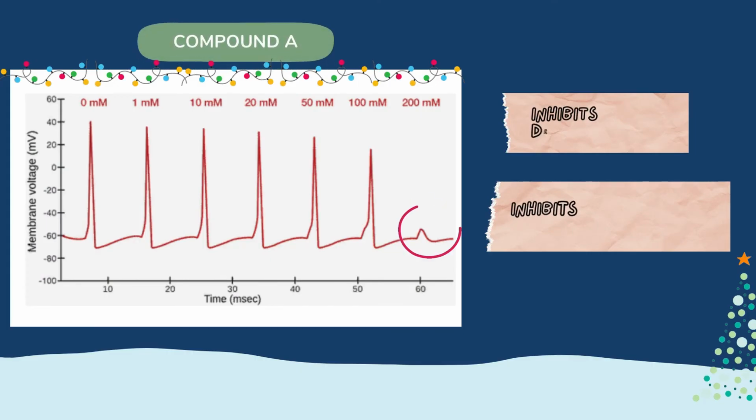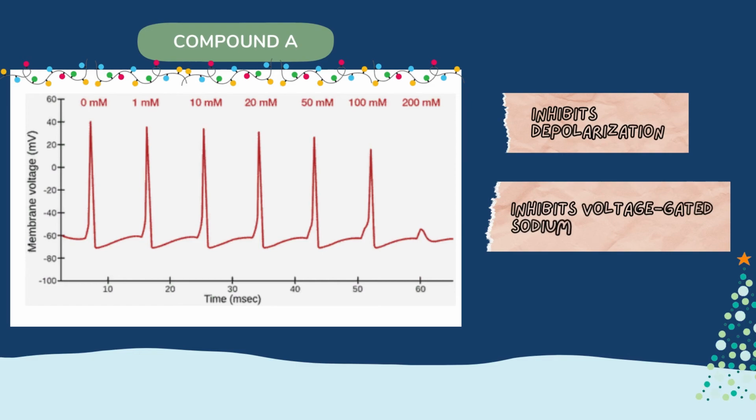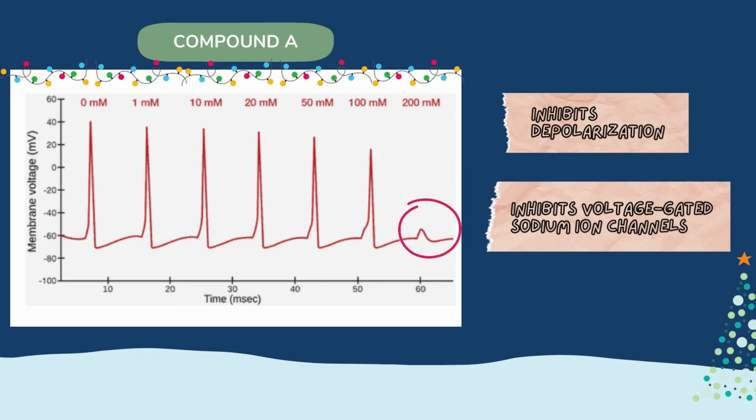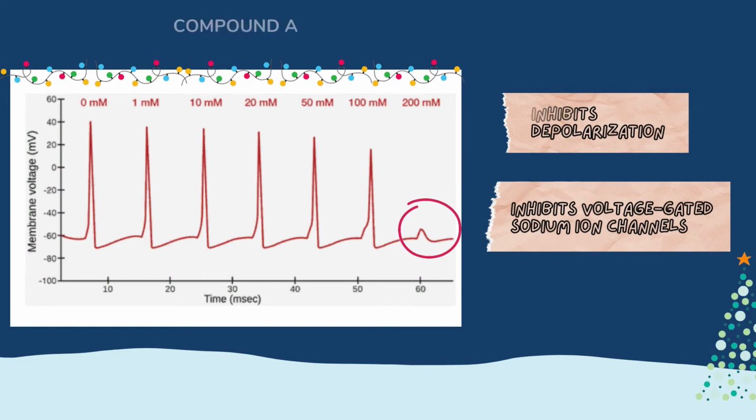Afterwards, we were tasked to identify an unknown neurotoxin. Known compounds were observed for changes in action potential using current clamp technique. The figure shows the results of compound A. It could be observed that increasing the concentration of compound A inhibits depolarization, as indicated by the loss of depolarization phase. Because it inhibits depolarization, it indicates that compound A might inhibit the voltage-gated sodium ion channels as these are the channels involved in making the membrane potential more positive.